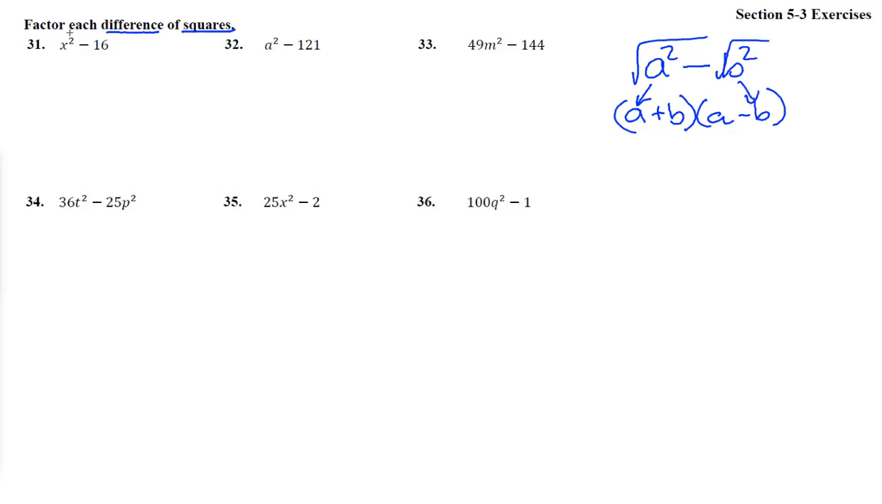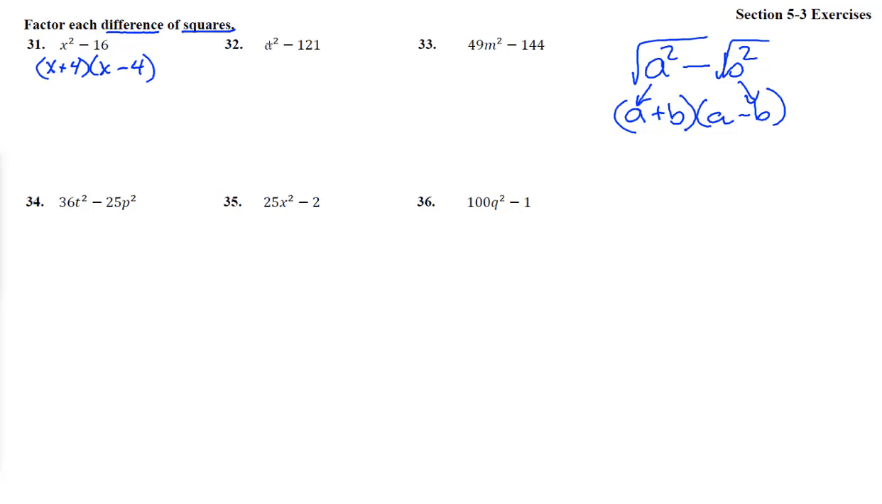So let's work over here. Okay, we have a difference, that's a subtraction, of x squared and 4 squared. So that's going to be an x plus 4 and an x minus 4. And that's it. That's the pattern. Let's try the next one.